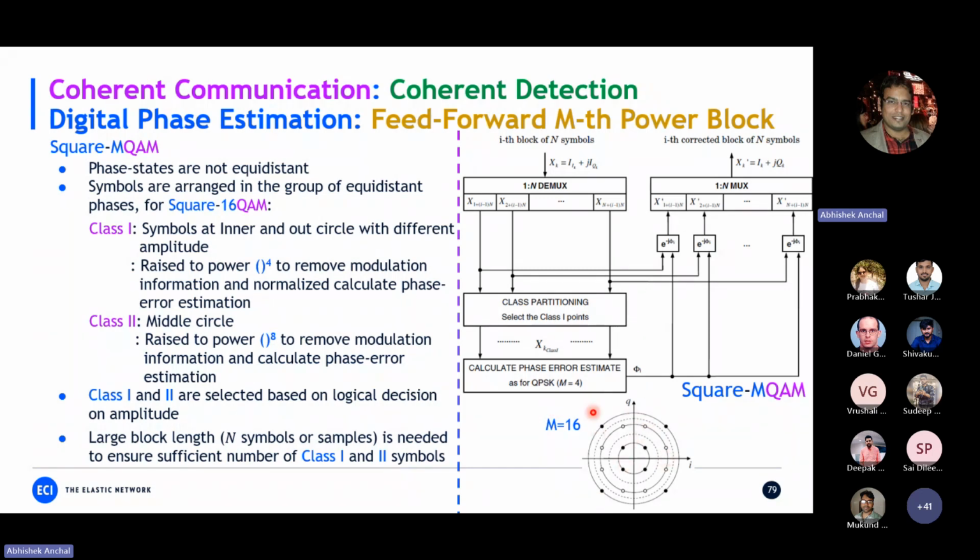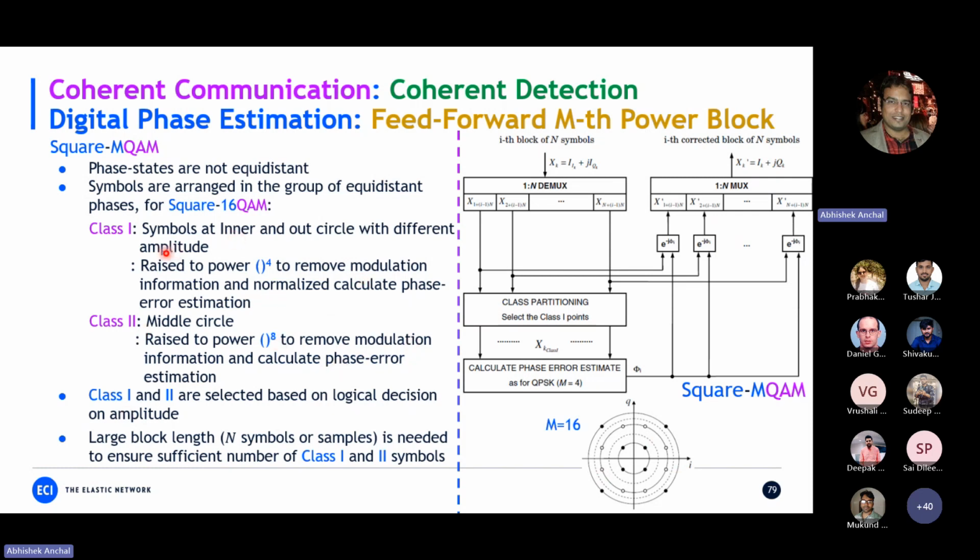So how do they recover such a signal? They choose different symbols, recognizing where they lie on the constellation diagram. For the inner and outer circles, they choose certain symbols and then go to the power 4, because like QPSK, you can say there are only 4 symbols. So go to the power 4 and follow the same procedure as before, and then you can recover the phase. For the middle one, you choose another class of symbols, which has 8 symbols, and they go to the power of 8 and follow the same procedure. They combine together and remove the phase error.